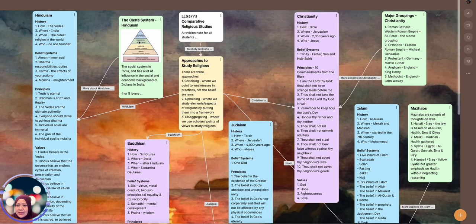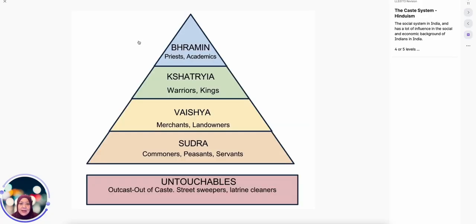So if we look here very carefully, we can see that the first level would be the Brahmin. This is the highest level: the priests, basically the academics, mostly the priests, because in those days only the priests were given the privilege to go and study. And then we have the Kshatriya, warriors and the kings.